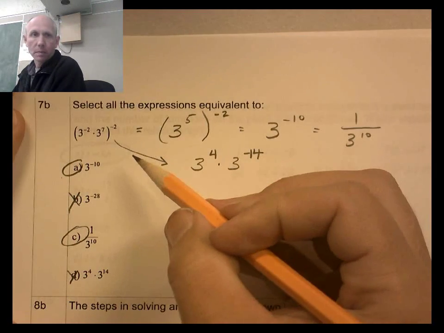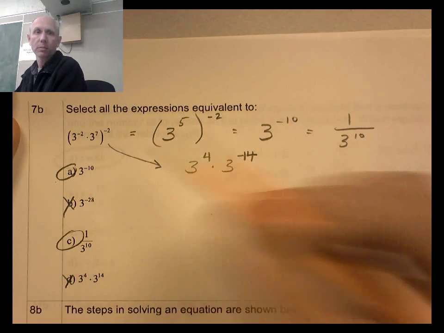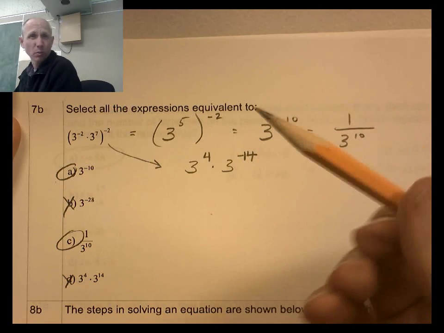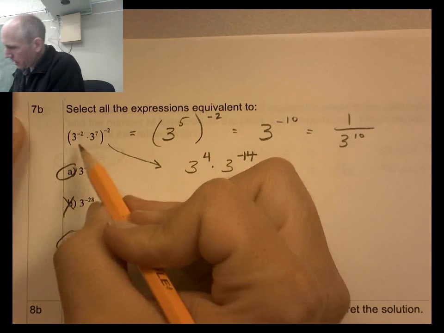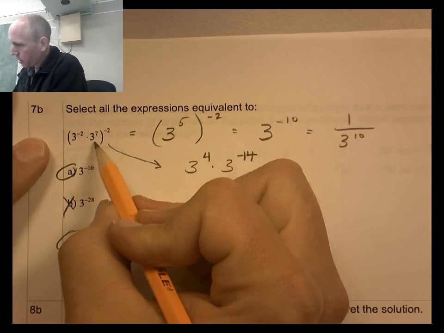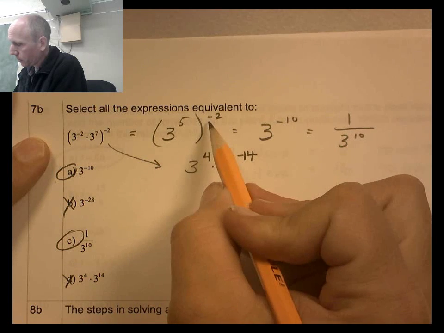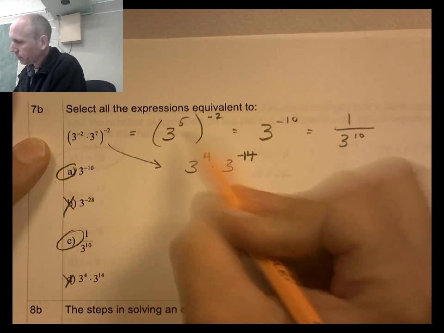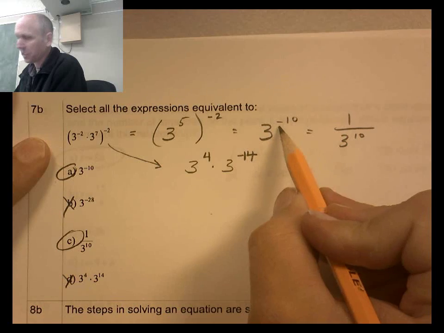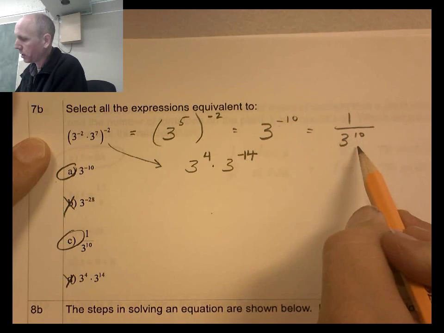Let's see. Select all the expressions that are equivalent. Equivalent is a fancy word for the same or equal. So 3 to the negative 2, 3 to the 7th is 3 to the 5th, raised to the negative 2 power. So 5 times negative 2 is negative 10. There's a negative, goes underneath, so 3 to the 10th.